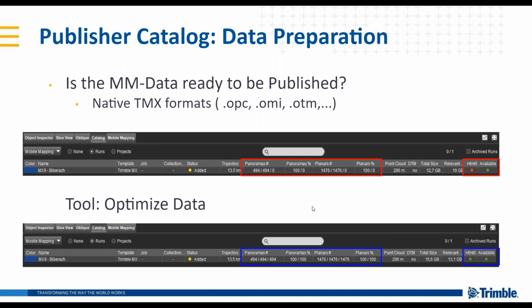And to do this data optimization or data processing, we have the optimize tool in the publisher catalog. So we can use this optimize tool to convert the data into the native TMX format.